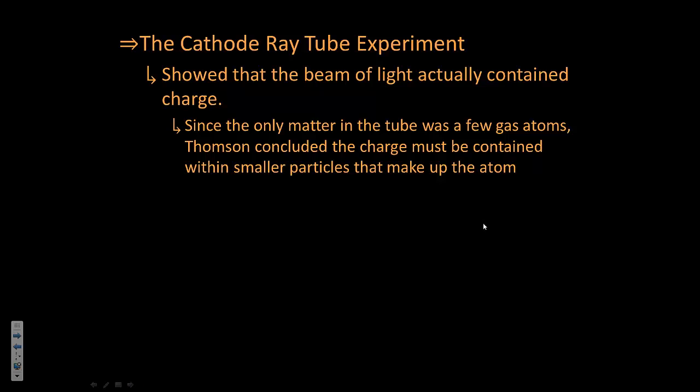But atoms are neutral, right? There is no charge in the air when you walk through it. Atoms are neutral. So these charged particles must be contained within smaller things in the atom. So these charges are actually part of the atom, and the atom can be broken down. Now we call these particles electrons today. Thomson called them corpuscles, but electron was the agreed upon term.